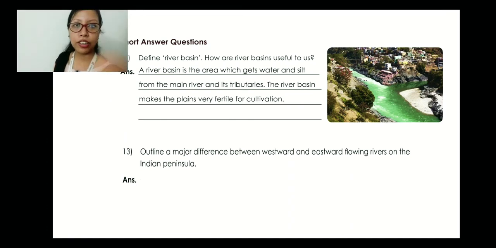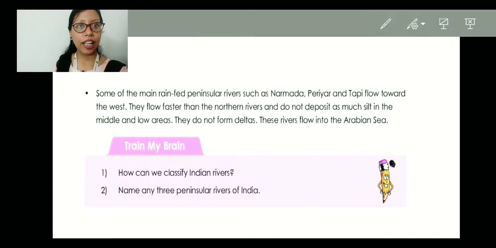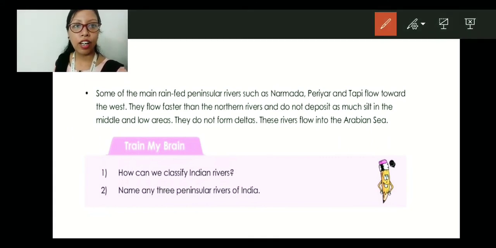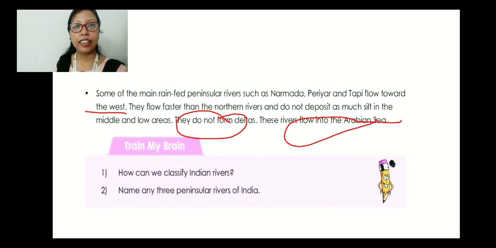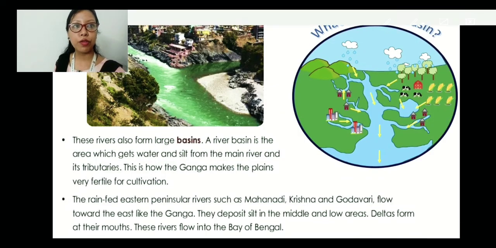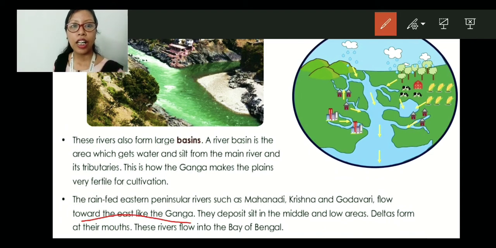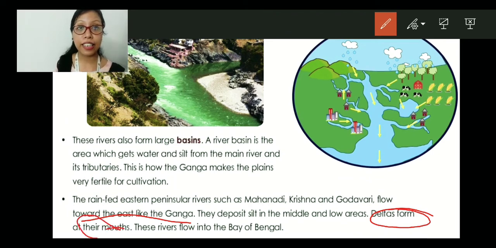So now let's get back to the features. Okay, as you can see here, these are the rivers that flow west. That means the westward flowing rivers, the westward peninsula rivers. So one of the features is that these rivers do not form deltas. And the second is, these rivers flow into the Arabian Sea. In the same way, next we have the eastward. Eastward flowing rivers are this one. So what are the features? That these eastward flowing rivers form deltas at their mouth, and these rivers flow into the Bay of Bengal.